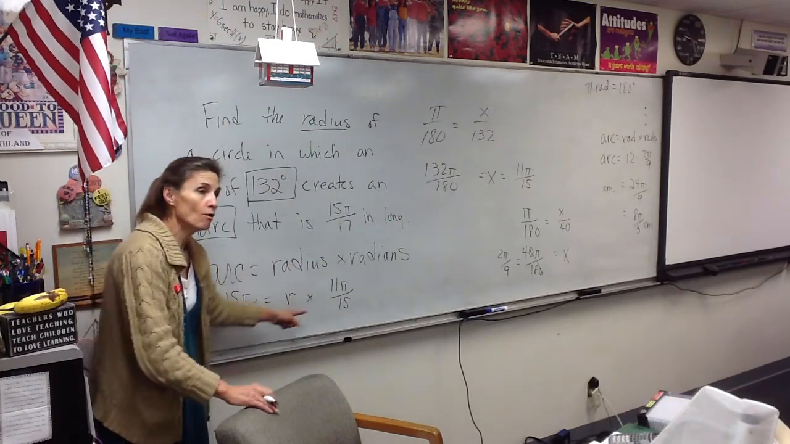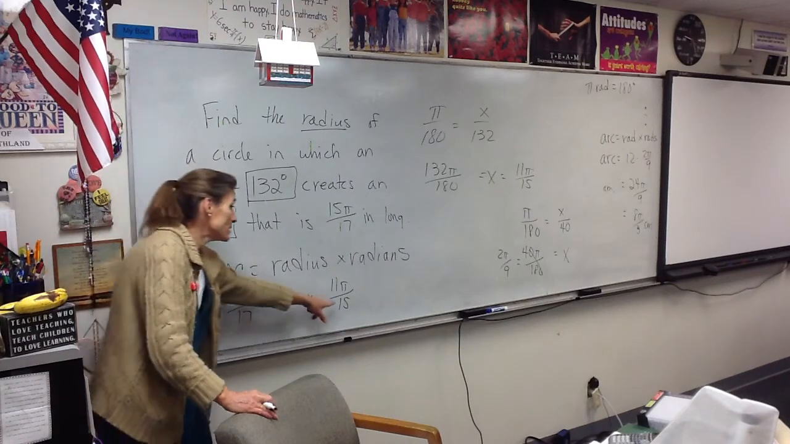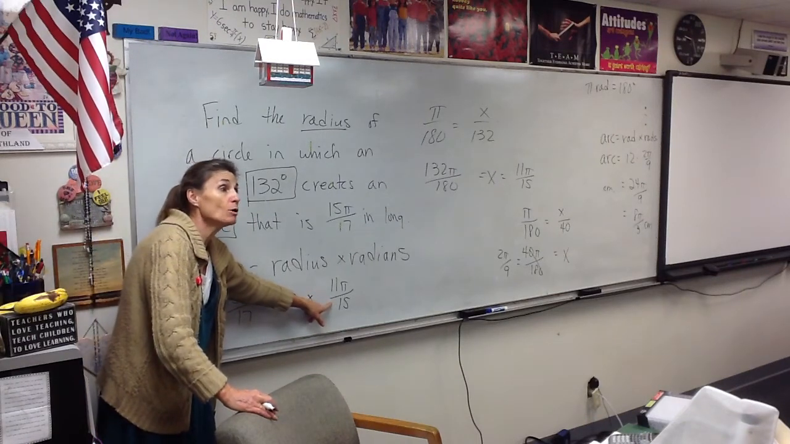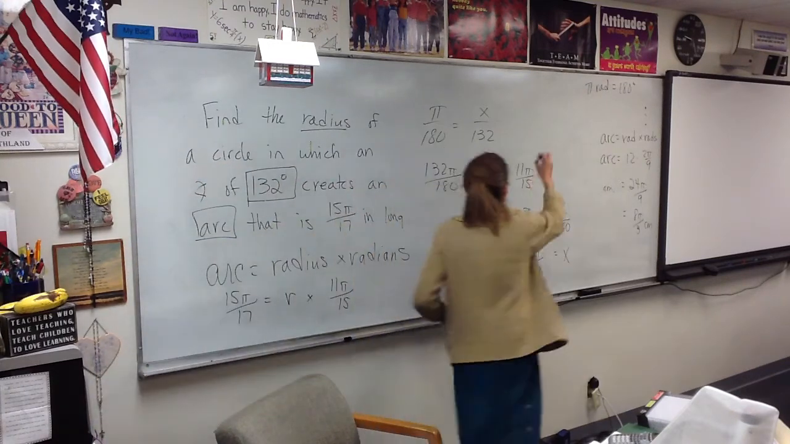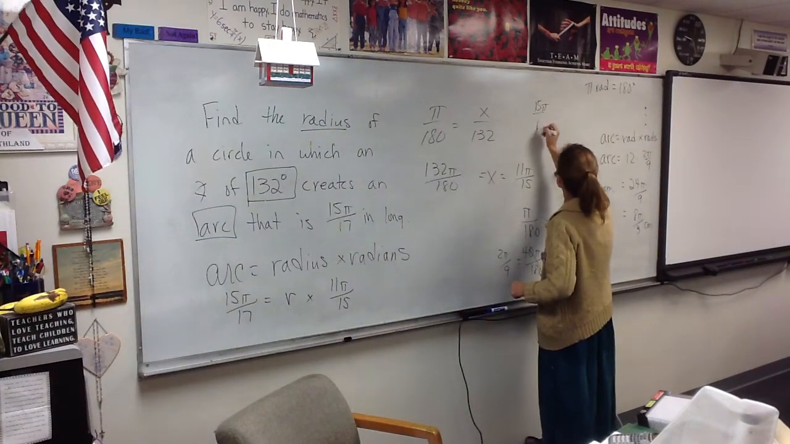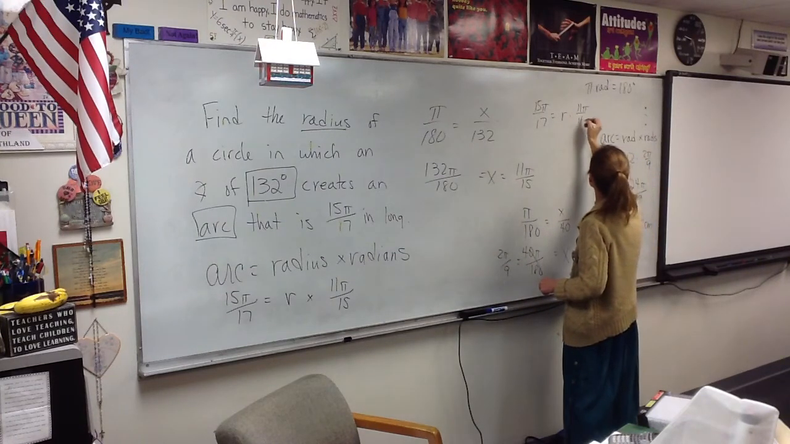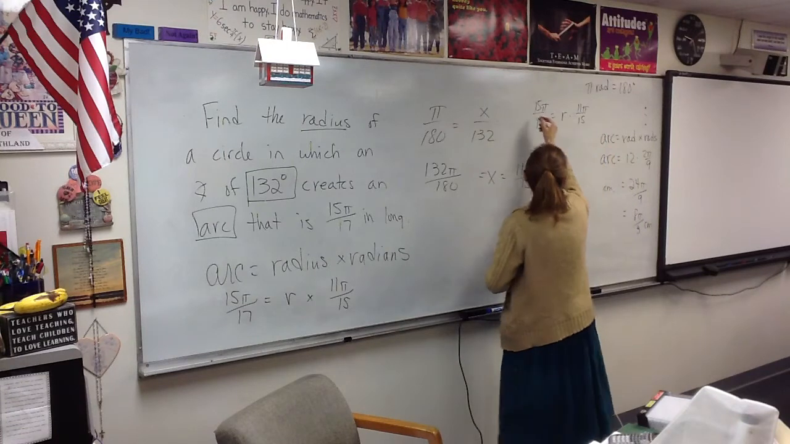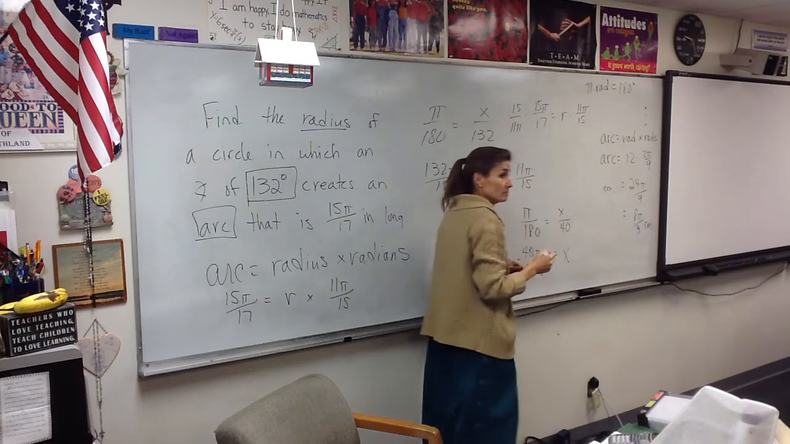Now, how are you going to solve that equation? What do you need to do to get r by itself? Don't you need to divide by this or multiply by the reciprocal? So I have 15 pi over 17 equals r times 11 pi over 15. So I'm going to multiply by the reciprocal, which would be 15 over 11 pi.